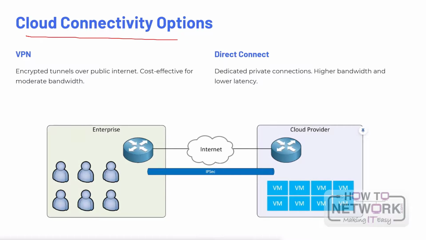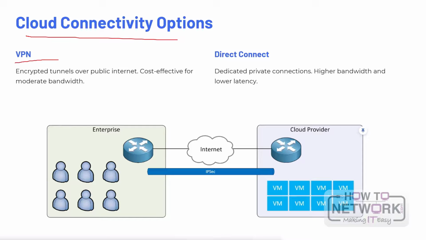Cloud connectivity options play a very important role in bridging the gap between the on-premises network and the cloud environment, providing secure and efficient data transfer. These options offer various advantages, each catering to specific network requirements and organizational needs. This lesson will explore the key benefits, features, and considerations for each connectivity approach.